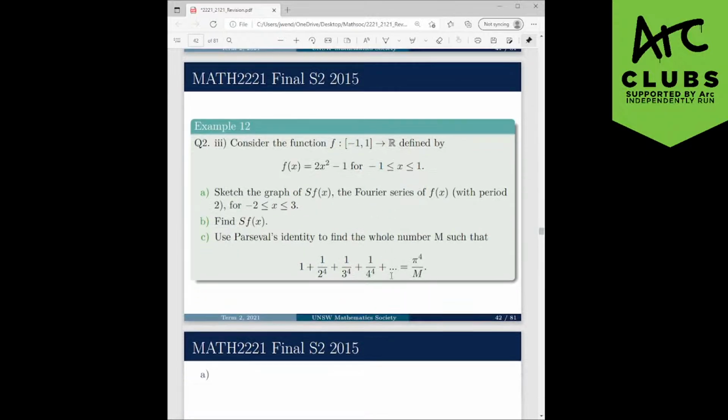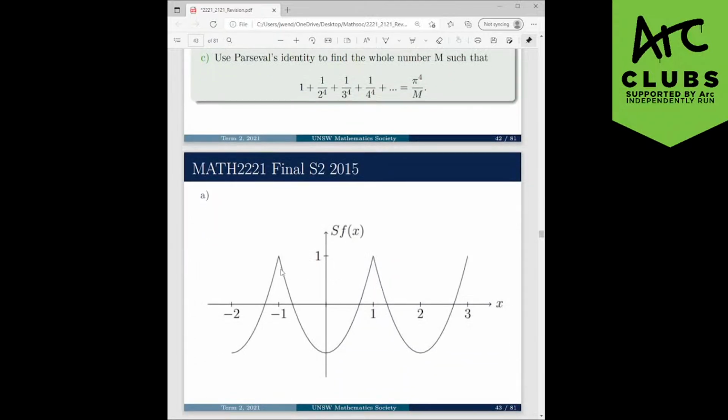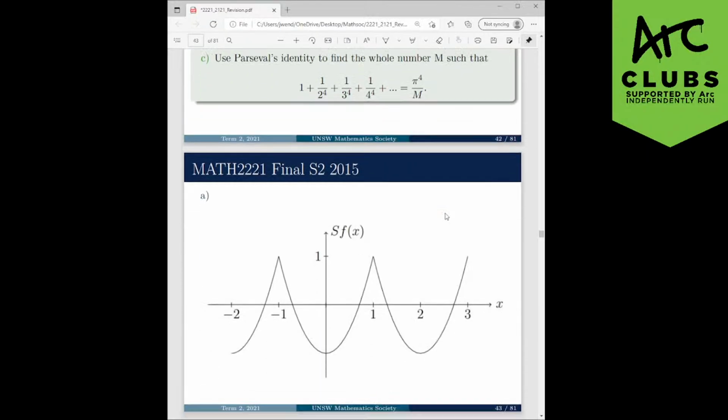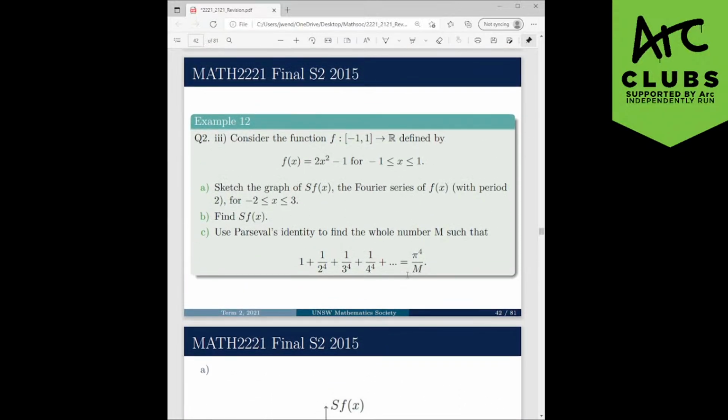So 2x squared minus 1 is the parabola shifted down by 1 unit, so here. It's defined over -1 to 1, and it repeats every 2. You only sketch for -2 to 3. You also technically sketch the Fourier series, not the f of x. But there's no weird discontinuity, so you don't have to worry about taking averages. You can see each period just joins up nicely, and you just stop here halfway through a period, because they tell you to only sketch over -2 to 3.